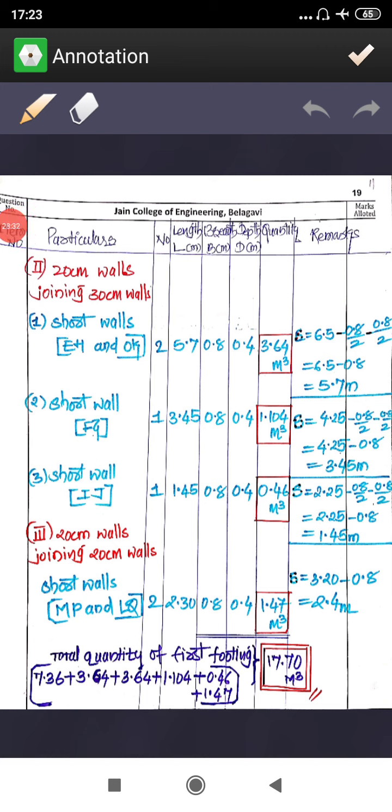Similarly, 20 centimeter wall joining 30 centimeter for the first footing, you will have the quantities: here 3.64, and for shorter wall FG you have 1.104, and shorter wall IJ you will have 0.46 meter cube, and for 20 centimeter wall joining 20 centimeter you will have the quantity of 1.47 meter cube. Altogether the first footing quantity is 7.36 plus 3.64 plus 3.64 plus 1.104 plus 0.46 plus 1.47, so altogether it is 17.70 meter cube. You can cross verify with the previous problem we solved by the center line method.